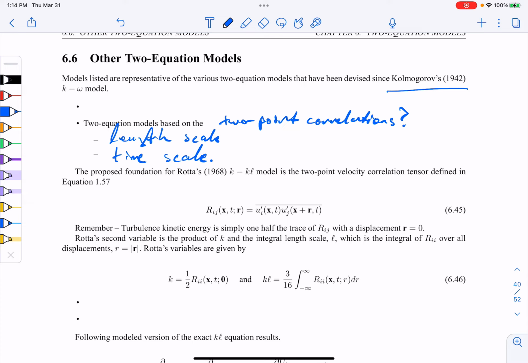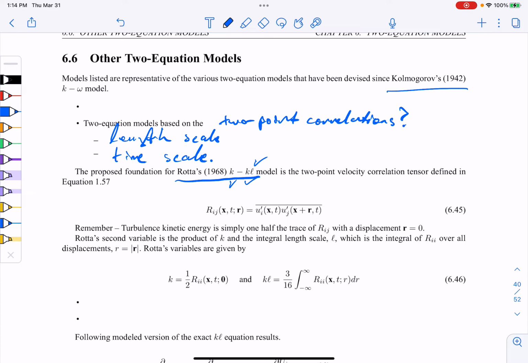And let's just look at a few, the most famous ones. One is Rotta in 1968. He had a K, so he used the same K equation, and then he had another equation, which is the turbulent length scale times K. So it's not just L. You can find L models, but this is a KL model. And why is that? Because it just falls out of the equations a bit easier.